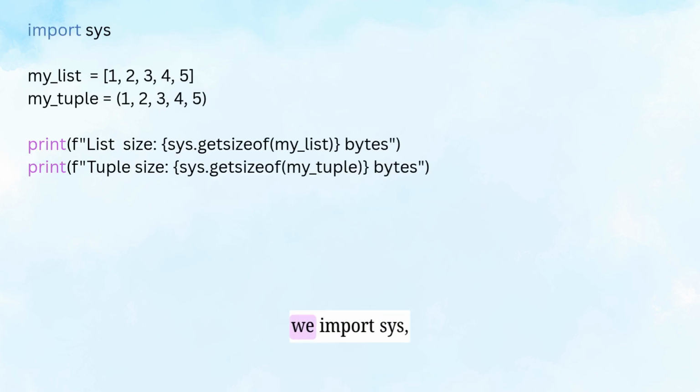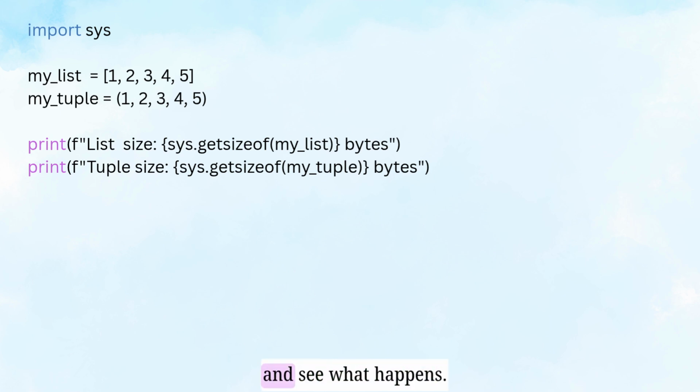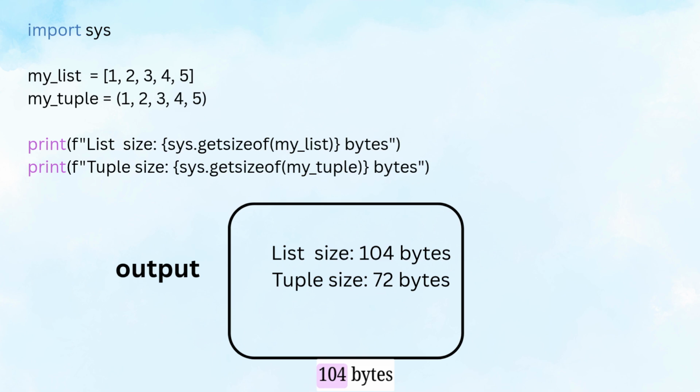Nothing new here. We import sys, create a list and a tuple with the same 5 numbers, identical data, different containers. We call sys.getsizeof on each one and print the result. That's it, 4 lines total. Now let's run it and see what happened. 104 bytes for the list, 72 bytes for the tuple. Same 5 numbers, 32 bytes difference. That's roughly 30% more memory just to hold a list.